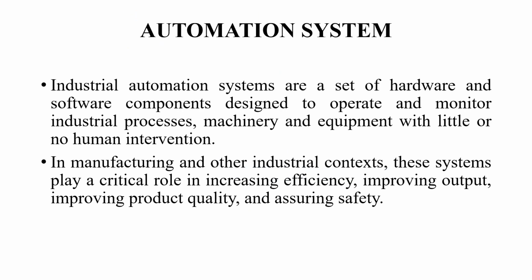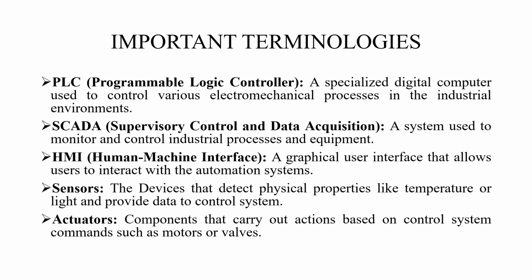And today's class we shall discuss about the automation system. So the industrial automation system is a combination of hardware and software components. It is designed to operate and monitor the industrial process as well as the machineries and equipment without any human interaction. So in the manufacturing and other industrial contexts, the system plays an important role in order to increase the efficiency and improve the product quality, and also it assures safety.